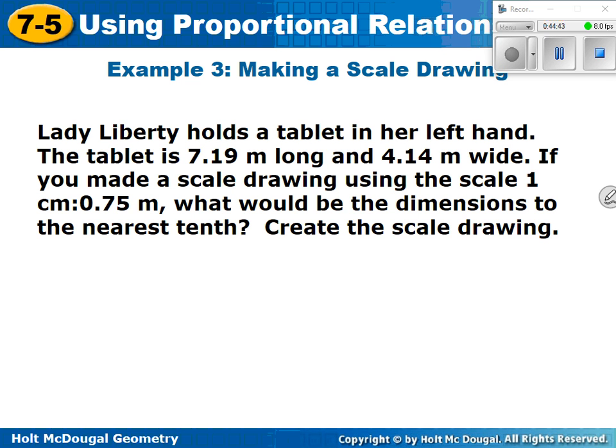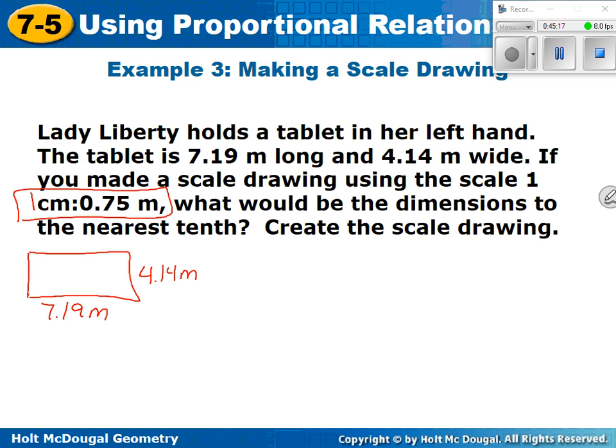So what kind of shape are we looking at here? Rectangle. And the actual tablet is 7.19 meters long and 4.14 meters wide. We want to create a scale drawing, literally with our ruler, an exact scale drawing. If this is our scale, 1 centimeter to 0.75 meters, how many dimensions do we need to convert? 2, a length and a width. So how many different proportions are we going to have to write?